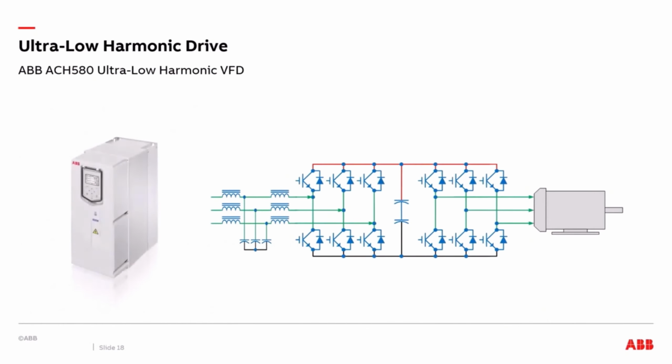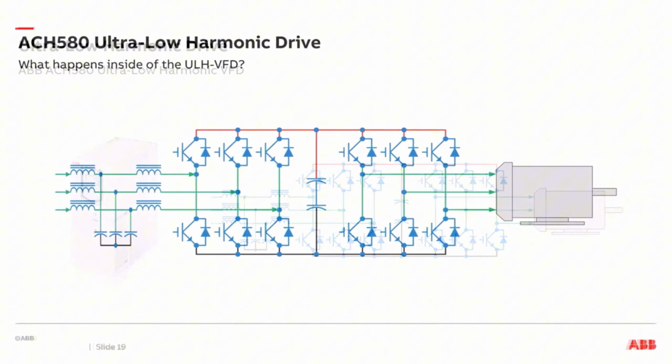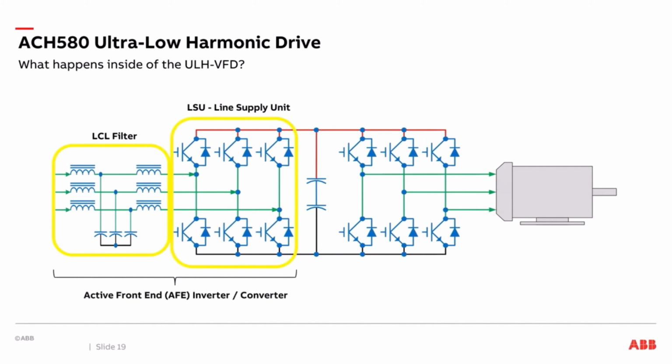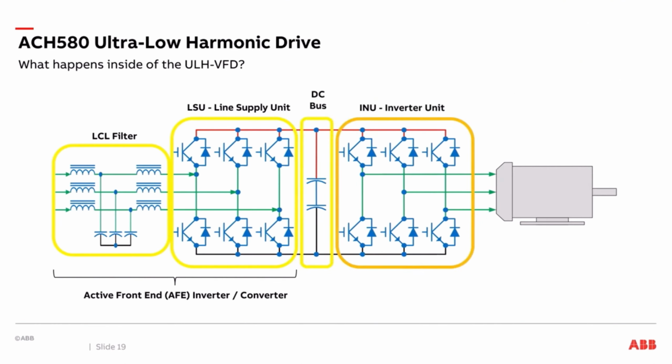In this presentation, we are going to be looking at the ABB ACH580 Ultra-Low Harmonic Variable Frequency Drive. The Ultra-Low Harmonic Variable Frequency Drive is able to control your motor as a drive, and it also is a low harmonic solution for your system. When looking at an Ultra-Low Harmonic Drive, we start off with an LCL filter. We have our line supply unit. The LCL filter and line supply unit create the active front end, the AFE inverter/converter. We have our DC bus and an INU inverter unit to control the motor.